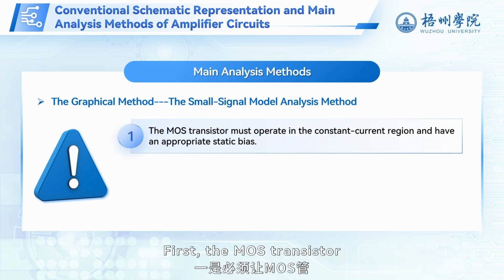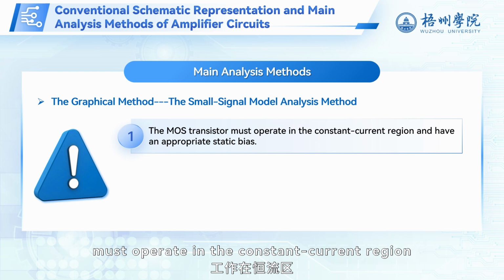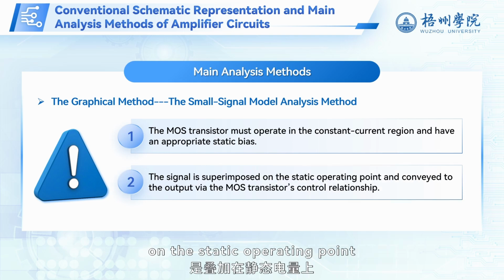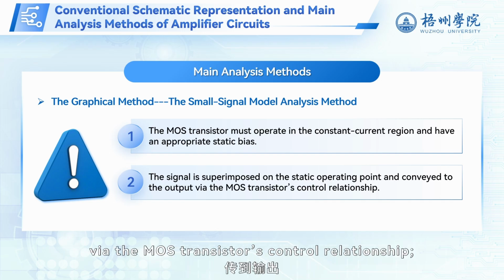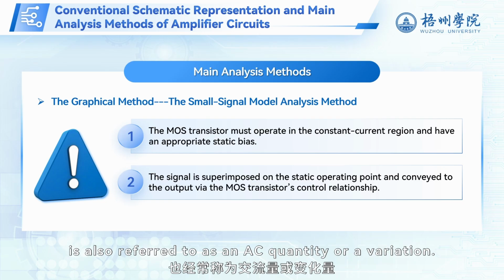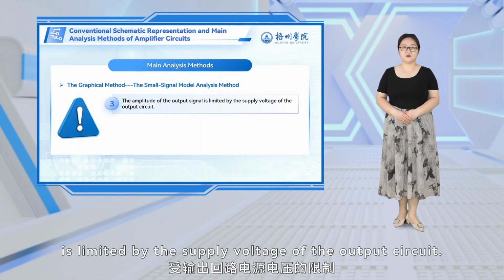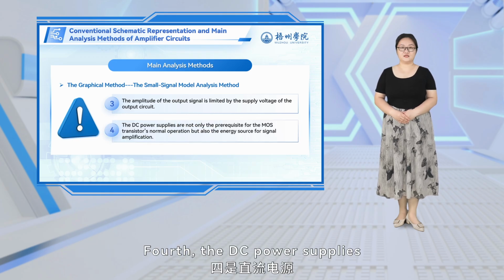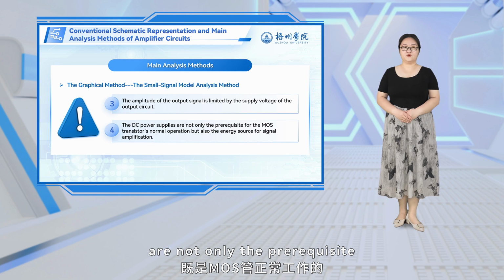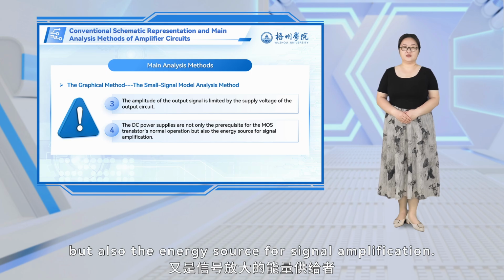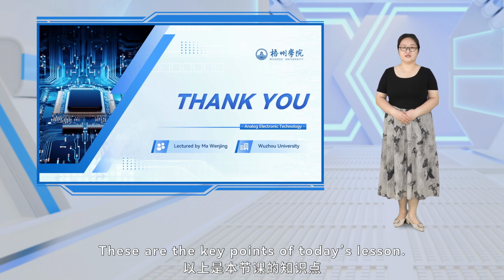First, the MOS transistor must operate in the constant current region and have an appropriate static bias. Second, the signal is superimposed on the static operating point and conveyed to the output via the MOS transistor's control relationship. The signal is also referred to as an AC quantity or a variation. Third, the amplitude of the output signal is limited by the supply voltage of the output circuit. The DC power supplies are not only the prerequisite for the MOS transistor's normal operation but also the energy source for signal amplification. These are the key points of today's lesson.